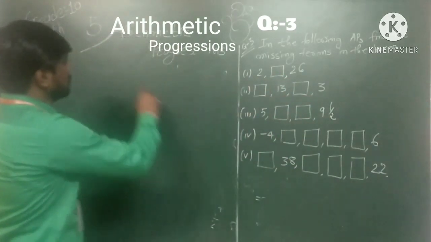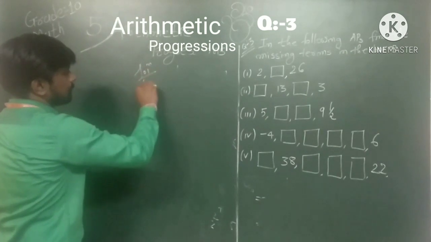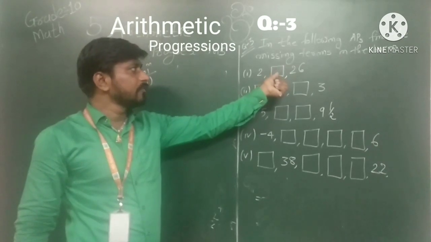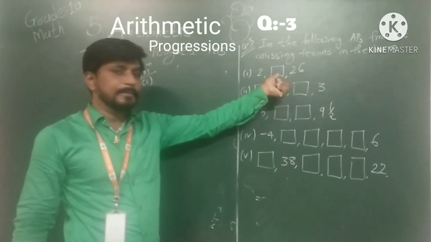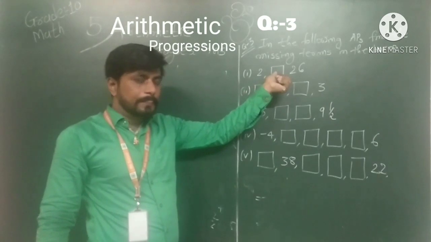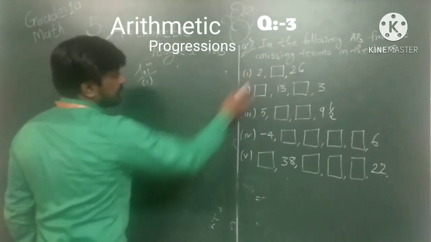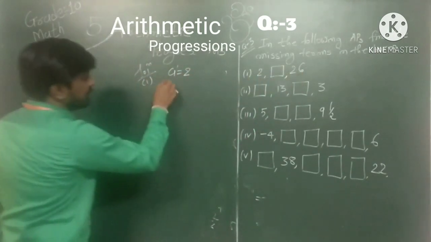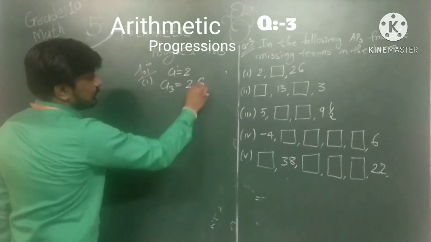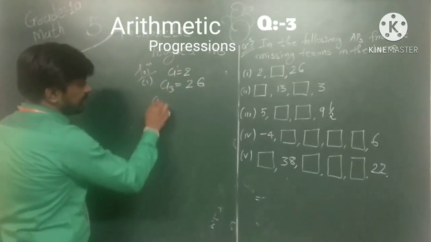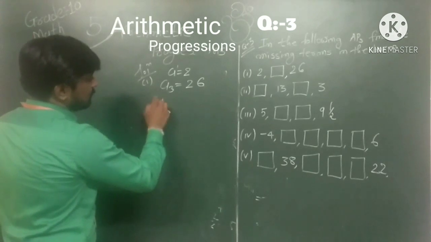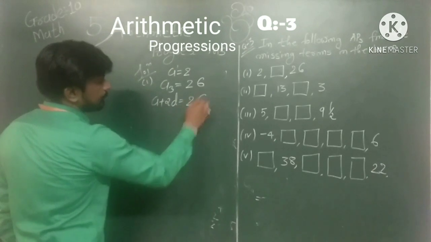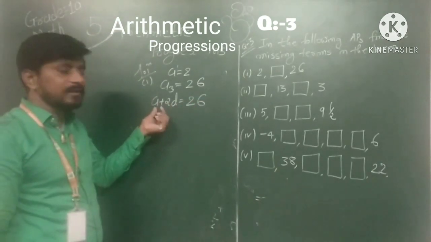So let's start. What is the first one? Here first term, second term, and third term. We want to find the second term, that means A2. What is given? Here A is equal to 2, and this is A3. A3 is equal to 26. Now put the formula. A3 is equal to A plus 2D, the third term.